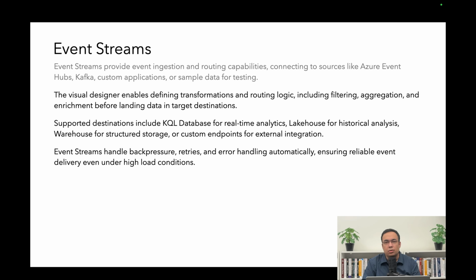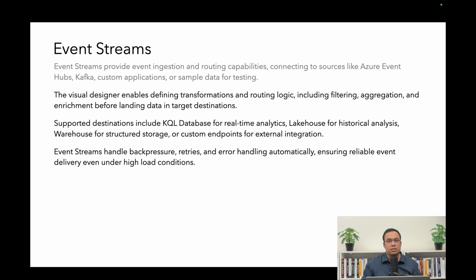Supported destinations include several options. KQL Database is a primary destination for real-time analytics. Lakehouse is a good destination if you want to land the events for historical analysis. Warehouse works if you need the events in a SQL-based warehouse, or you can route to custom endpoints for integration with external systems. Event streams handle back pressure, retries, and error handling automatically.